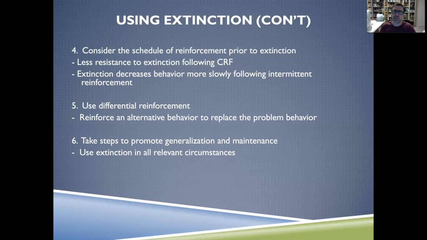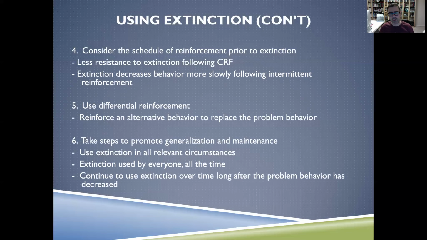So extinction is used in all relevant circumstances, so the behavior just doesn't decrease in the presence of one person or in certain environments. So that's why extinction needs to be used by everyone at all times, and it needs to be used over time after the problem behavior has already been decreased, so you don't see problem behavior reemerge, right?